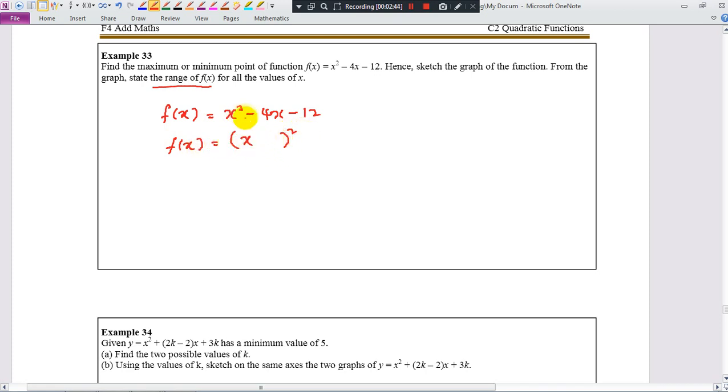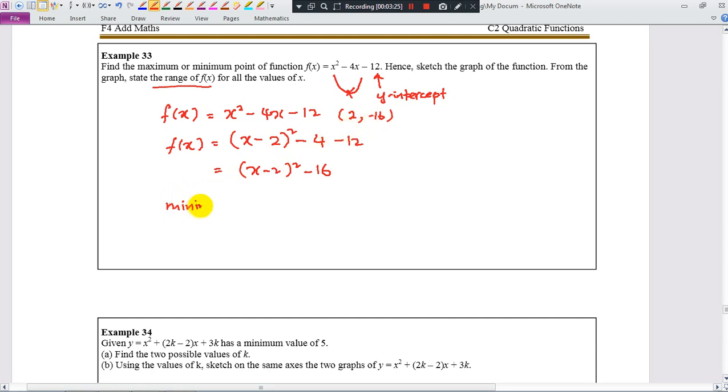Parenthesis square, so (x minus, every time take the coefficient of x divided by 2. 4 divided by 2, you get 2, minus this square. So 2 squared will give you 4. And don't forget to copy the negative 12. (x minus 2) squared minus 16. Okay, so just now by looking at this function, we know it's a smiling face, and this is a y-intercept. Now we also know the minimum point, which is (2, -16).